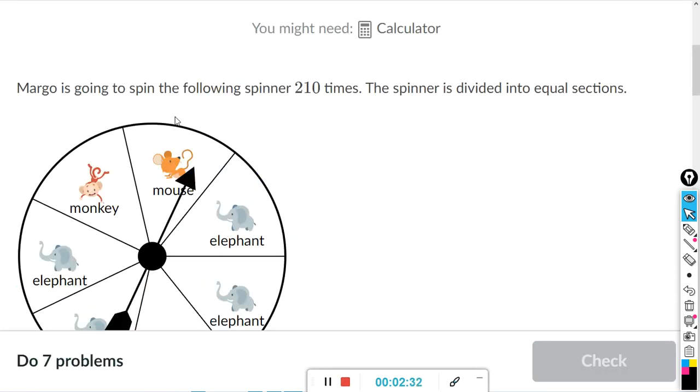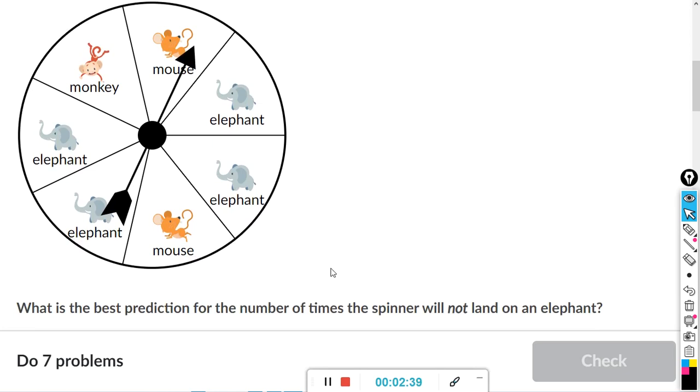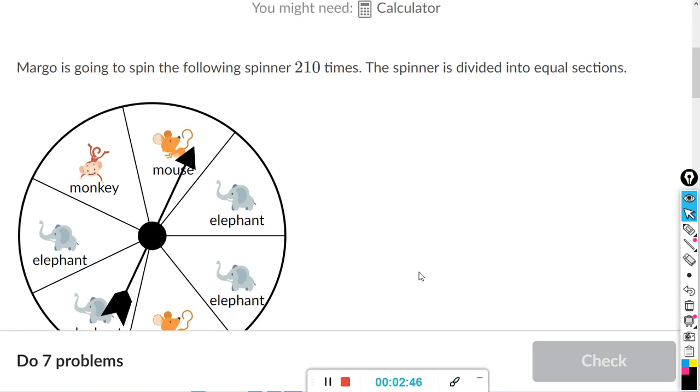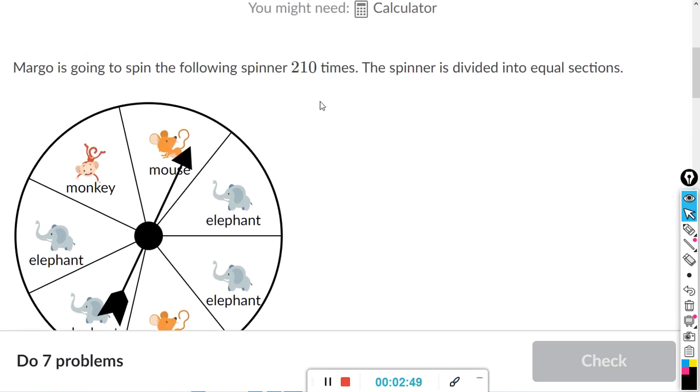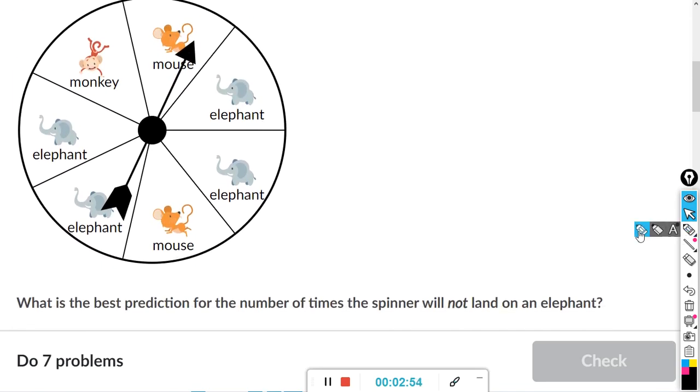Okay, Margot is going to spin the following spinner 210 times. The spinner is divided into equal sections. What is the best prediction for the number of times the spinner will not land on an elephant? Okay, so she's spinning 210 times. First, let's find the probability that it will not land on an elephant. How many sections are there for the total? 1, 2, 3, 4, 5, 6, 7.